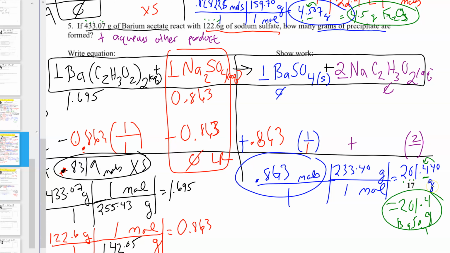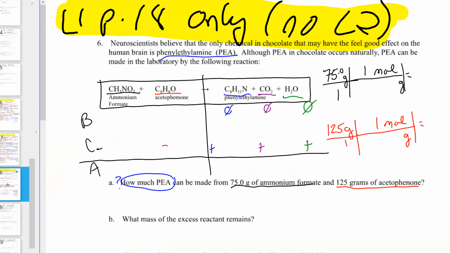Okay, we've got 1 page left in this homework assignment. I know it's going to be a long video, but there's only 2 problems left on this page. So page 18. Neuroscientists believe that the only chemical in chocolate that may have the feel-good effect on the human brain is phenylethylamine, PEA. Although PEA in chocolate occurs naturally, it can also be made in the laboratory by the following reaction.